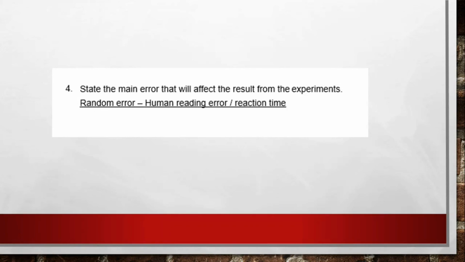Hello, and we continue for question number 4. The question is, state the main error that will affect the result from the experiment. For this experiment, the error is random error, that is human reading error and reaction time. Why do I say human reading error? Because when we read the measurement reading, it is not necessarily an accurate measurement. That's why the error is from human reading.